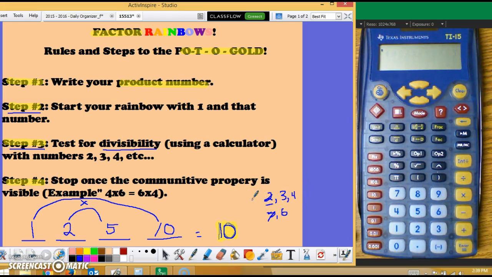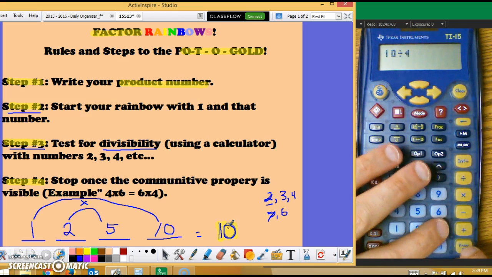So I clear my calculator, and I'm set to test for the divisibility of 3. Again, I type in 10 because that's my product pot of gold number, which I am separating or dividing into smaller groups. I'm going to press the division key and divide by 3, which is 3 and 3/10 repeating. I could also test and see what exactly the remainder is when I divide by 3.